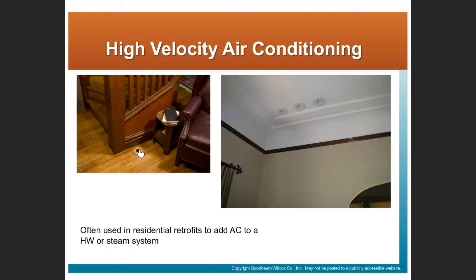In older homes, we can use these high velocity air conditioning systems as a way if we want to add or retrofit air conditioning to a house that already has steam or hot water, right? In our house, we have hot water radiators. I don't ever want to get rid of them because it's a good, comfortable source of heat. So when it comes time to add air conditioning, we're going to do a high velocity system like this.